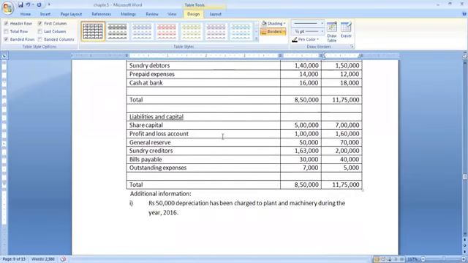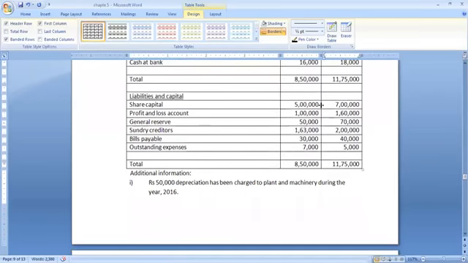So the liabilities and the capital: share capital is increased. So there is an increase or issue of equity share capital. Any share capital is taken under the financing activity. Profit and loss account, the difference will be taken when you begin the cash flow statement. General reserve, there is a transfer to general reserve of rupees 20,000. So you can see there 50,000 and 70,000. Now, sundry creditors is 1,63,000 and 2 lakhs.